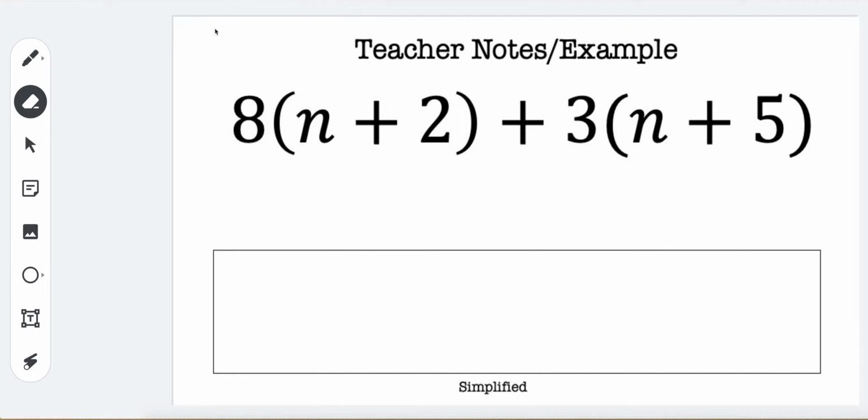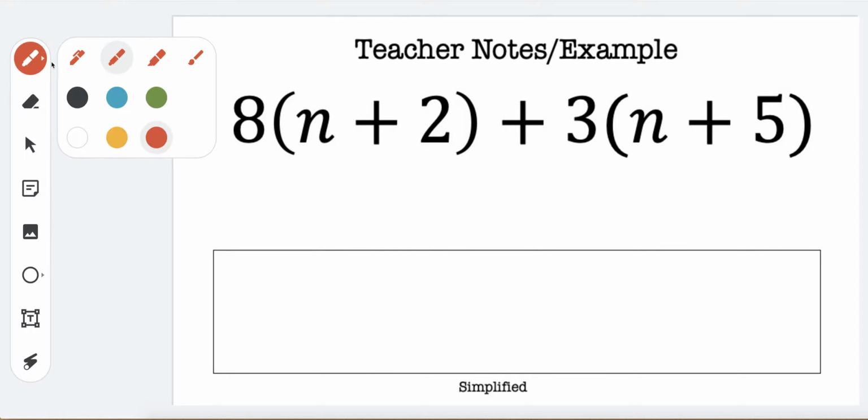Hey everybody, in this video we're going to simplify an expression using the distributive property. Okay, so first of all, come over here and grab a pen or a marker. All right, and in fact what we're going to do is before we simplify we're going to distribute twice.